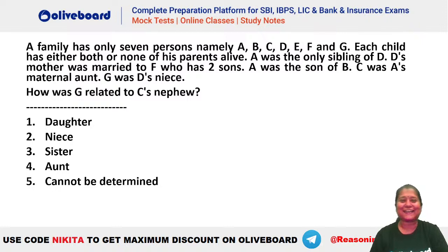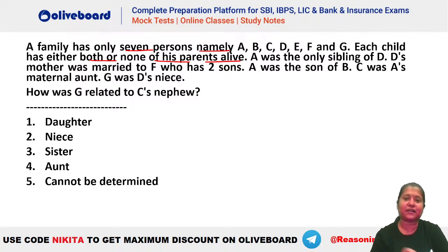अच्छा चलो इसको try करते हैं. Right, let's see how this particular question has to be done. Okay, let's try this. तो देखो क्या दे रखा है. The family has 7 members here. तो 7 लोग हैं. Each child has either both or none of his parents alive. Now, what is the meaning of this particular line? That means single parent is not an option. अगर किसी के parent है, that means if a person has a father, the person should have a mother as well. So both the parents should be there or none of them would be there.